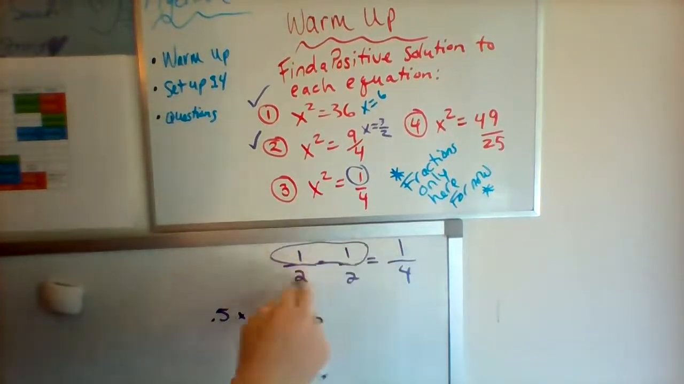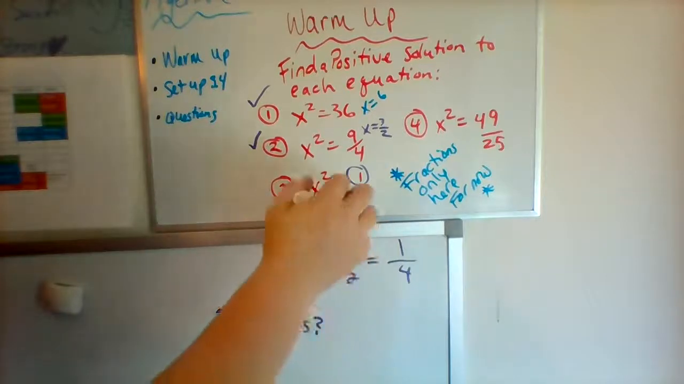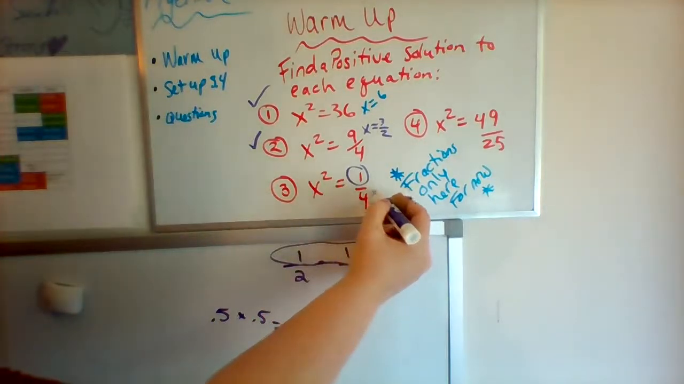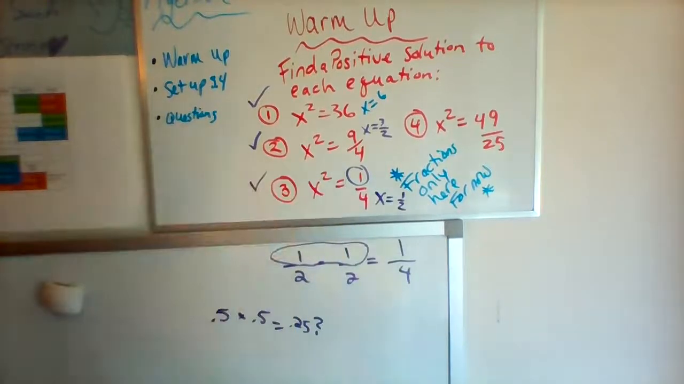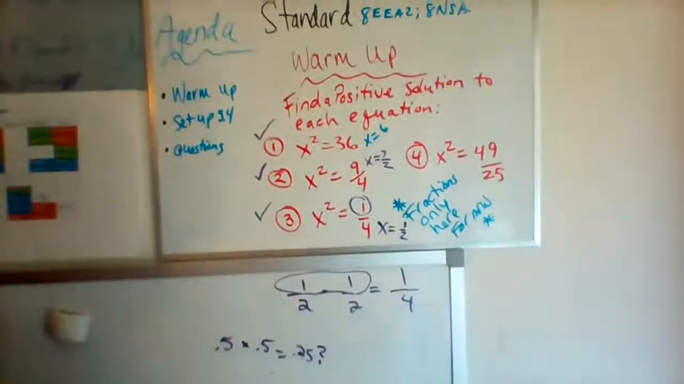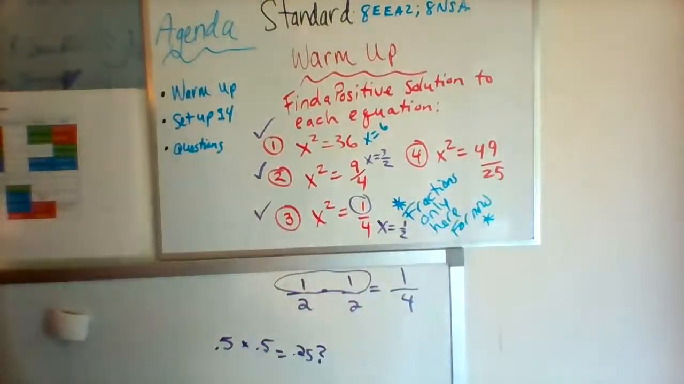1 times 1 is 1, 2 times 2 is 4, which means over here that x has to equal a half. Nice job so far, guys. We're almost done with the warm-up. Okay, that leaves us with one last one, and this means that Thais and Kevin are not allowed to answer. So that means Dagny, Escalin, or Ruby. I need you guys to answer number 4, please.